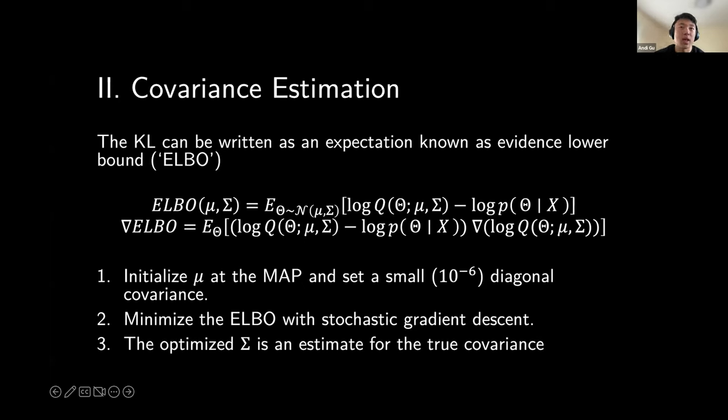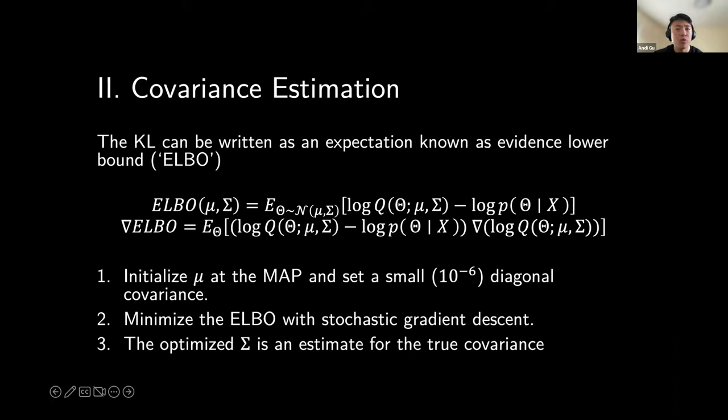So to optimize the KL, what we're going to do is the following. We initialize the mean of our surrogate posterior at the MAP estimate from the previous gradient descent step. The next thing that we do is we minimize the ELBO, or the evidence lower bound, by approximating the two expressions, the ELBO and the gradient of the ELBO, using Monte Carlo estimates. So what that really means is we sample many different data points from our surrogate posterior, we calculate some gradients, average, and then update our gradient descent. And then finally, after we've minimized our KL, the final optimized covariance matrix is an estimate for the true covariance.